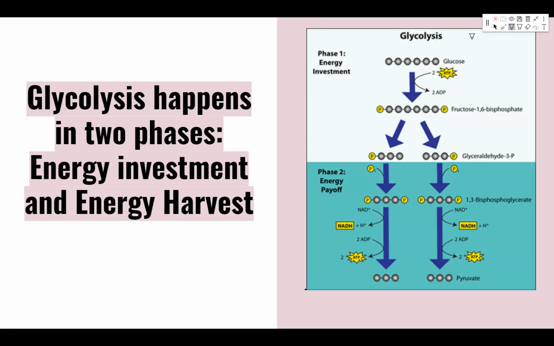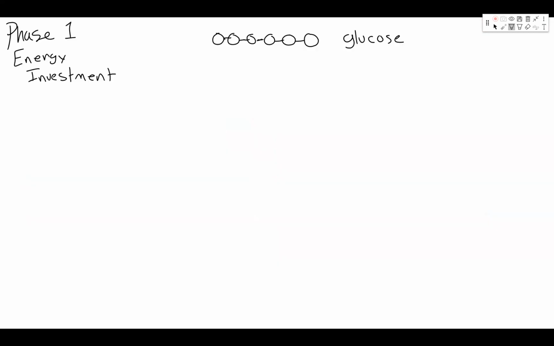From there, we are going to invest 2 ATP in order to add 2 phosphates to our glucose. So we're going to put 2 ATP in, and out we're going to get 2 ADP, or adenosine diphosphate. And what that's going to look like is our glucose molecule, but with 2 phosphates.